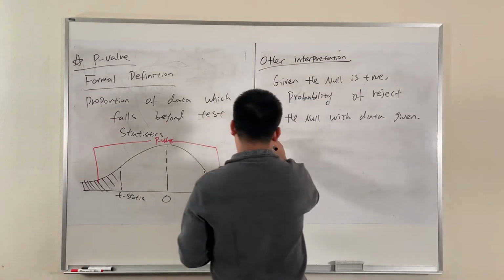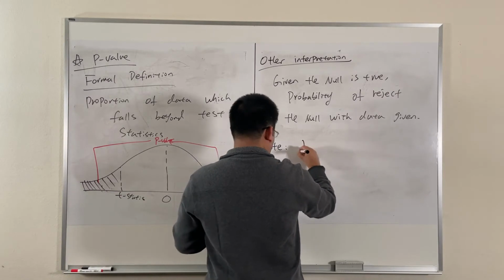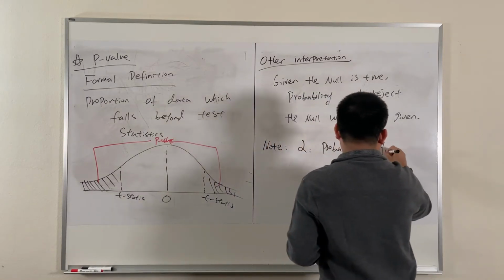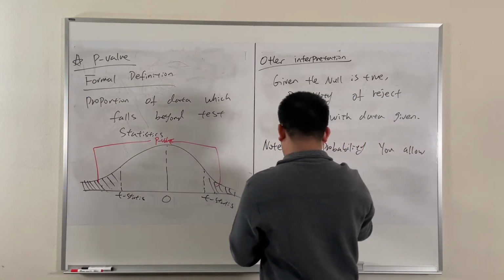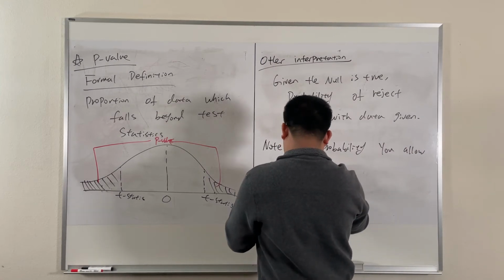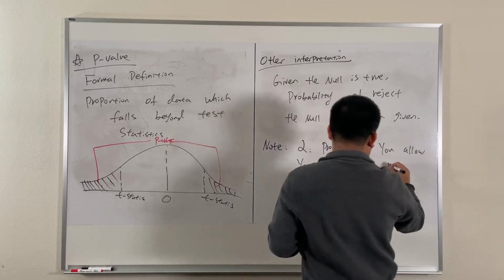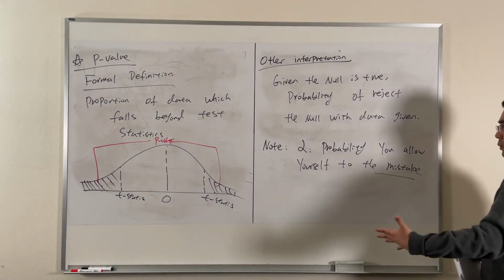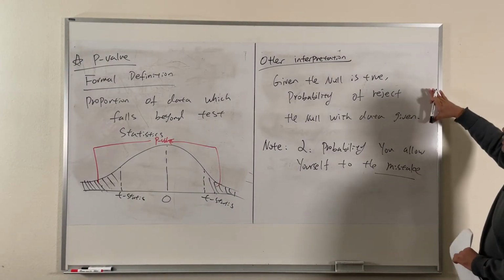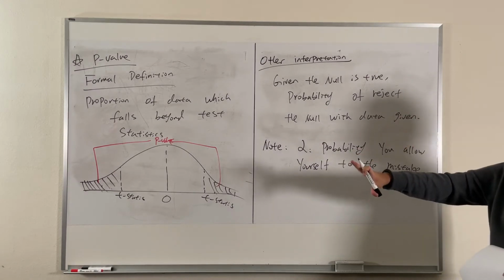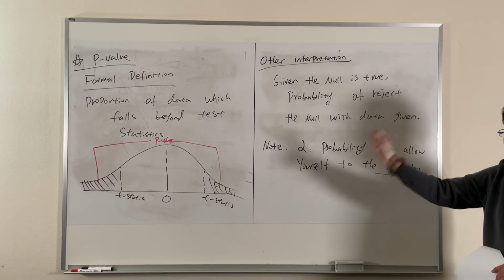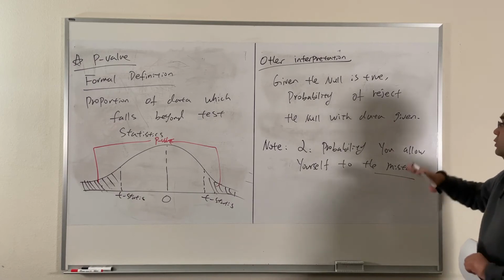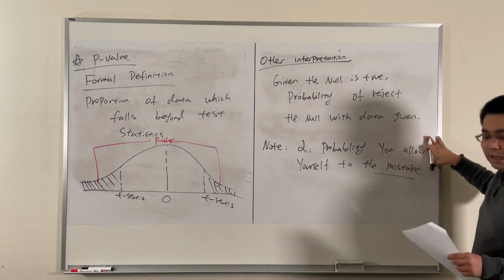So take a note. Alpha is the probability you allow yourself to make the mistake, right? And the mistake is, when the null is true, you reject the null. Okay. So this one is the probability you will make the mistake of rejecting a true null given your data, and alpha is the probability you allow yourself to make the mistake, right? So this is you will make a mistake, and this is allow yourself to make a mistake.